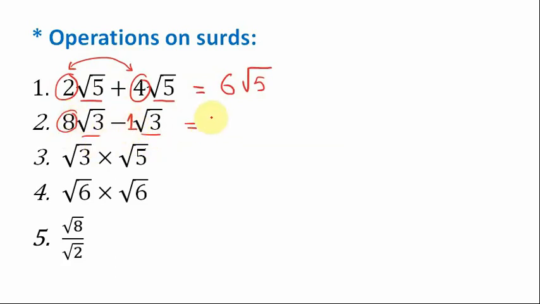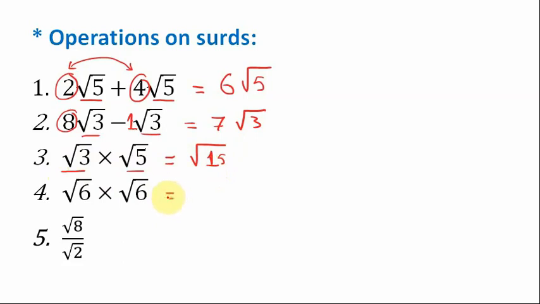So 8 minus 1 equals 7 root of 3. Number 3, for multiplication, just multiply the numbers inside the root. But if you have the same order of root, so here I have a square root and also here I have a square root. So root of 3 times root of 5 equals square root of 3 times 5, which is root of 15. Okay, can we simplify more? No, because 15 is not a perfect square number and there is no perfect square factor for 15.